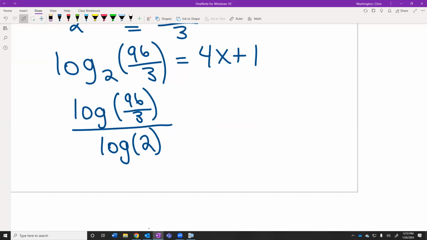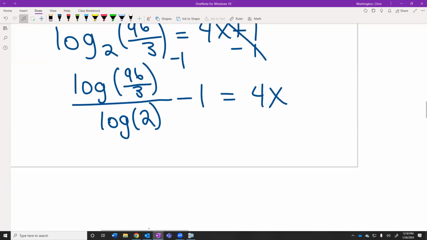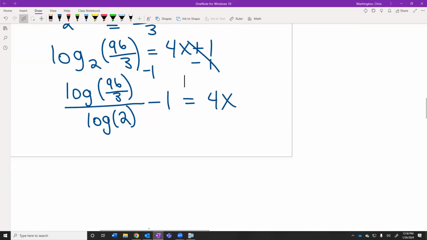So we're going to subtract 1 from both sides. So we get that log expression minus 1 equals 4x, and then we have to divide all of that by 4. How can you type this in the calculator? There are several different ways. We can do one big fraction. It would look like that.